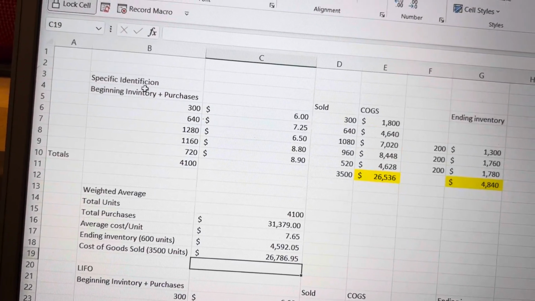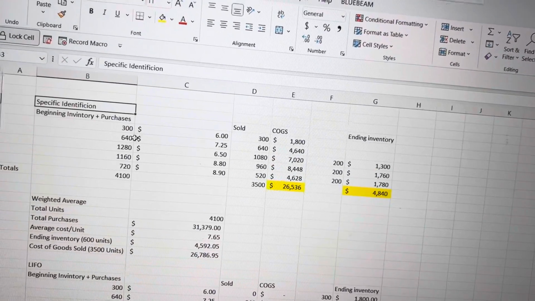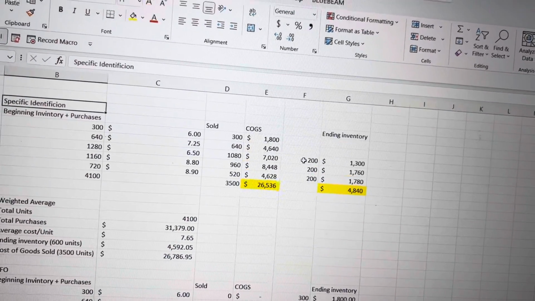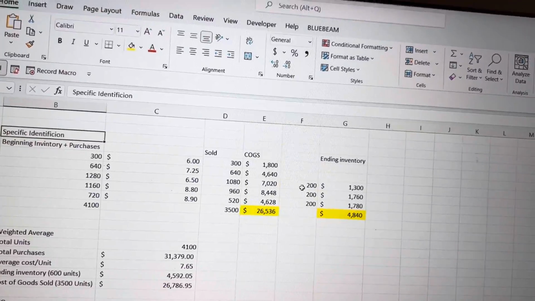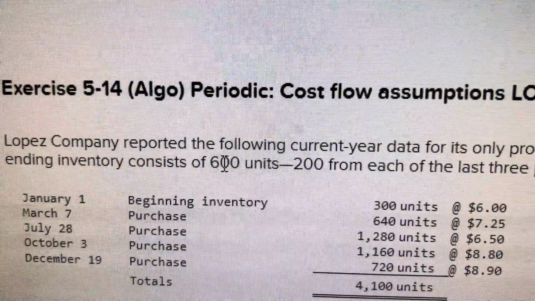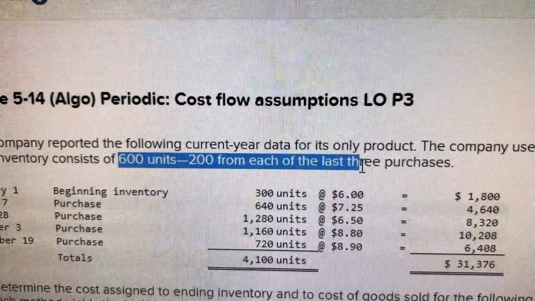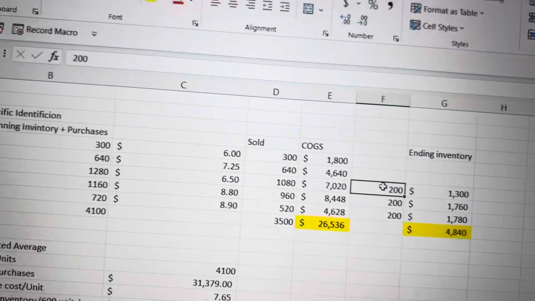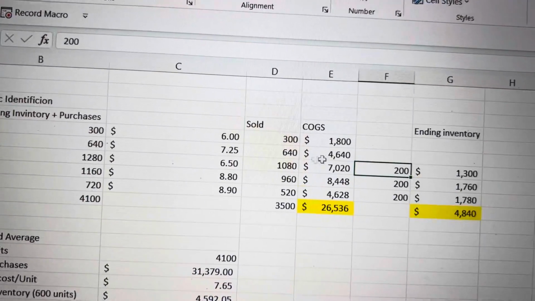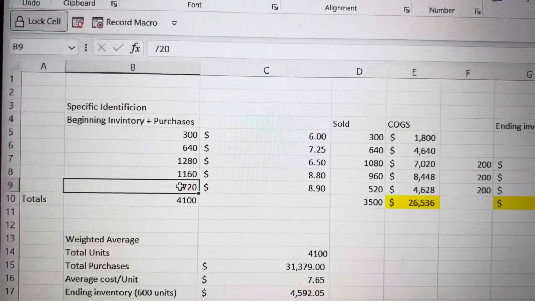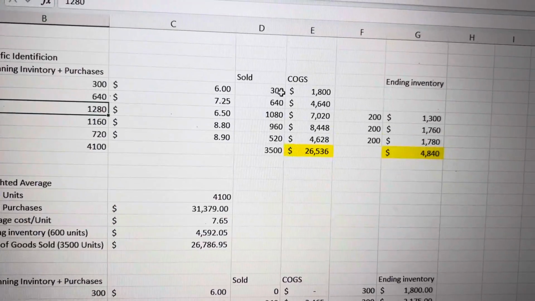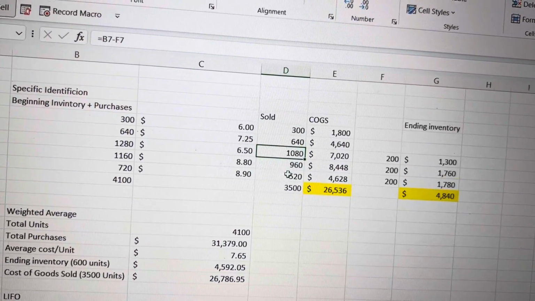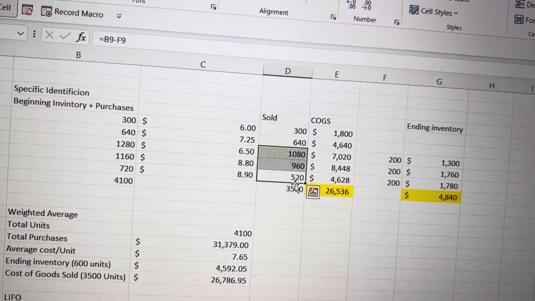We're going to start off first with the specific identification. So for this, we're going to go specific to when the inventory was sold. As you can see up here, we have 600 units, 200 from each of the last 3 purchases. So I put these 200s here, and subtracted this 200 from each of the original inventories. Then from what I sold, you can see these 2 remain the same, but these 3 have 200 subtracted from them.